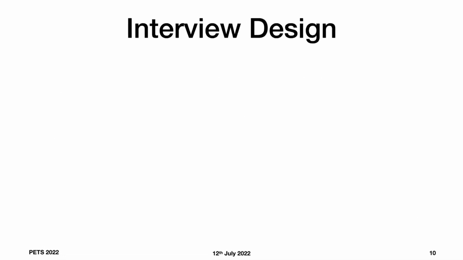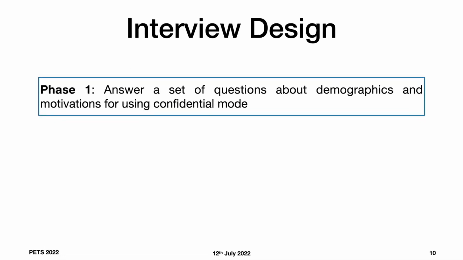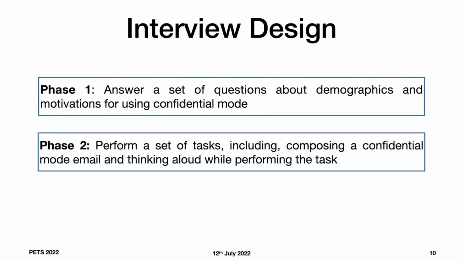The interview was divided into 3 parts. In phase 1 of the interview, the participants were asked a set of demographic questions and questions regarding their motivations for using confidential mode. In other words, whether they used it for specific people or for a particular content type and why they used it. Next, the participants performed a set of tasks including composing a confidential mode email and thinking aloud as they performed the task.